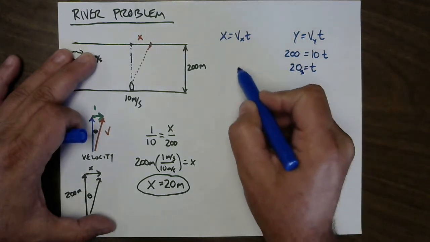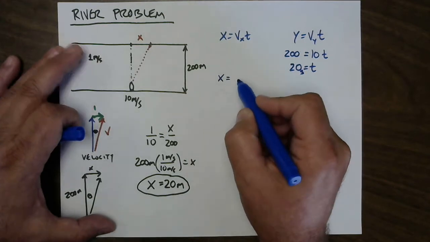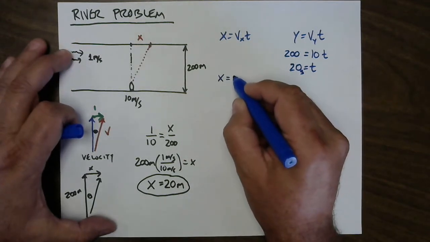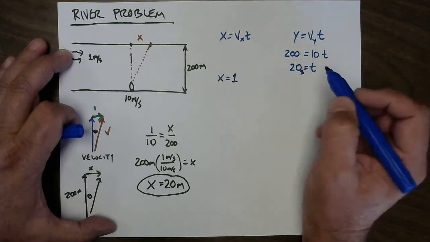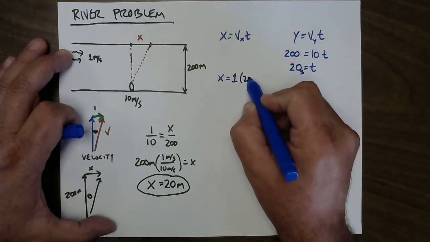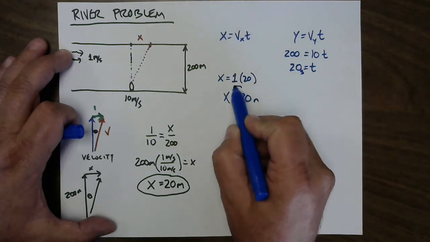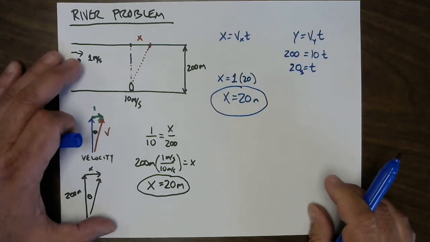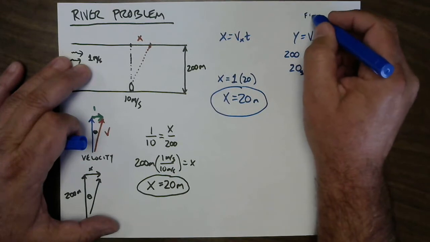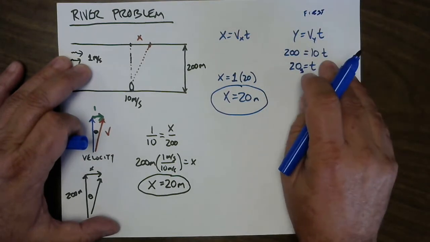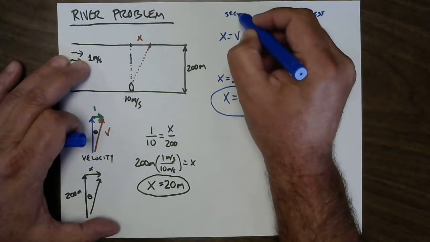And now we can use that over here to say x equals our velocity in the x direction, which happens to be 1 meter per second. And then we multiply that by 20 seconds of time, and we get the answer again that we miss our intended target by 20 meters. So we had to do this one first, even though it's to the right on the paper, and we had to do this one second.